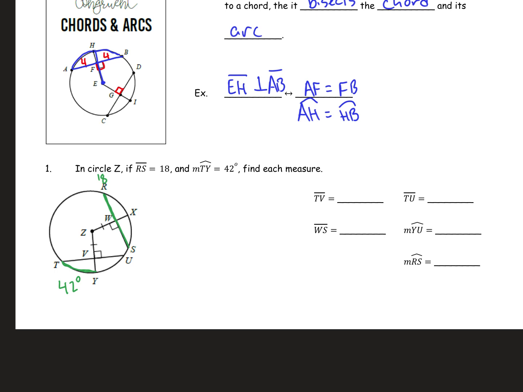Before we go looking for these measures over here to the right, I'm going to fill in the gaps here. Because of the properties that we've talked about, there's two things I want you to notice. Number one, the tick marks. Remember, the tick marks tell us that the chords are congruent and the arcs are congruent. In other words, a whole lot of things in here are congruent, they're equal. The second thing is the fact that we have the perpendicular segments, the right angles. That means everything gets cut in half. What does that do for us? It means that if TY is 42, YU is also 42. And because the arcs are congruent, RX is 42, and XS is also 42.